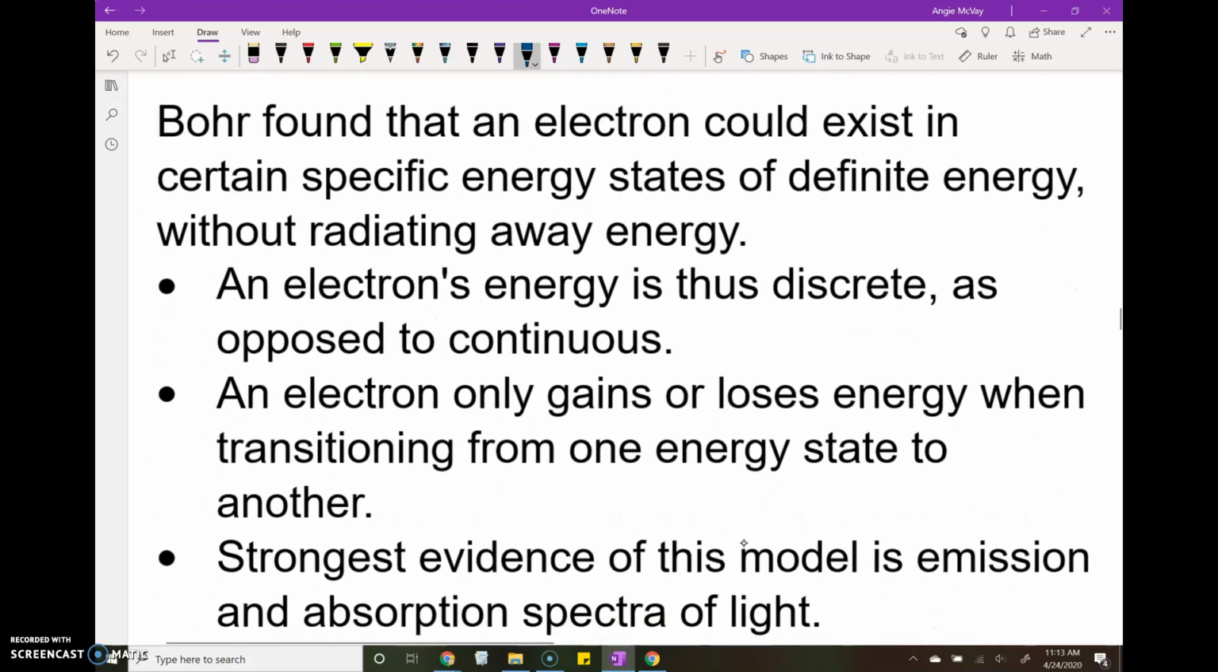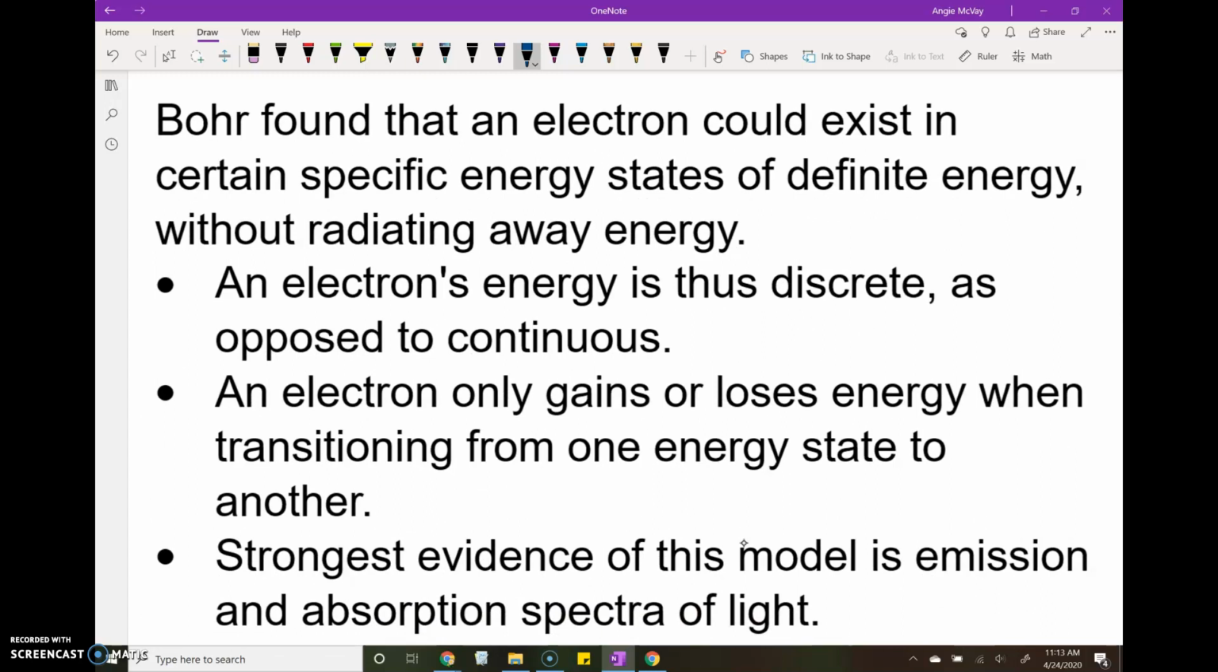Okay, so Bohr found that an electron could exist in specific energy states of definite energy without radiating that energy away. So he is trying to come up with a model that didn't have the electrons orbiting, because there is some cognitive dissonance there with what we previously knew about electrons and orbital motion, right? So if electrons could be at specific energy levels, an electron's energy is discrete, right? It's what's called quantized. It's got a certain value, and that's where we get the name quantum mechanics, right? With the idea that an electron's energy is quantized.